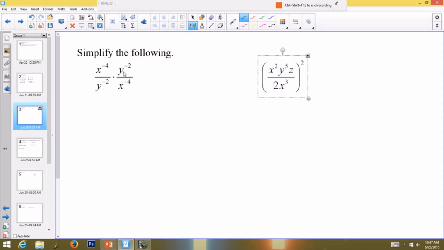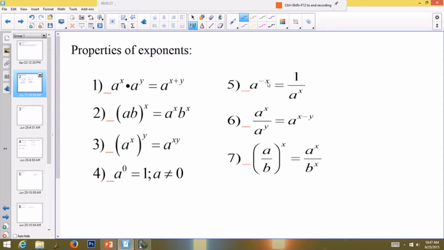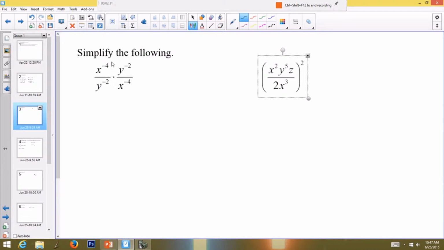So here's what I'm going to do. I look at this thing, and yeah, I could use this a to the negative x property and make them all 1 over, like this. I could make this one 1 over x to the fourth, but I don't have to do it that way. I just know how to multiply fractions. When you multiply fractions, you multiply the numerators, you multiply the denominators. So I'm going to rewrite this first one as x to the negative fourth y to the negative second, just write it in alphabetical order.